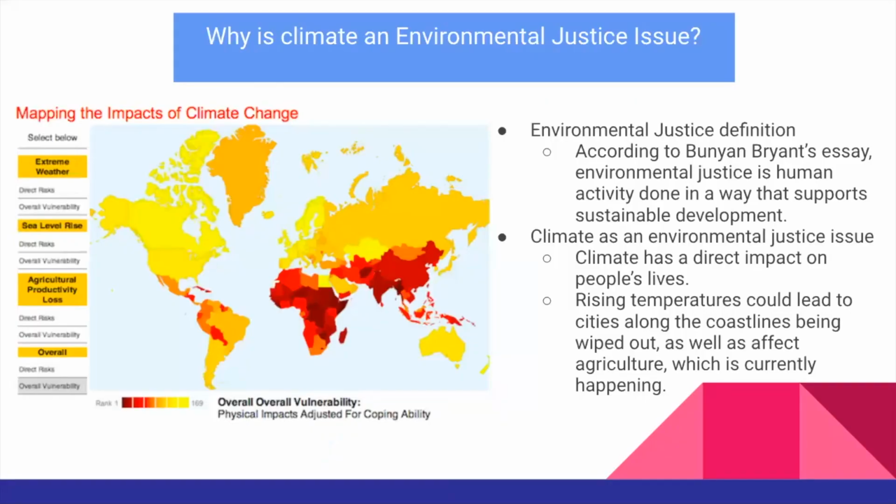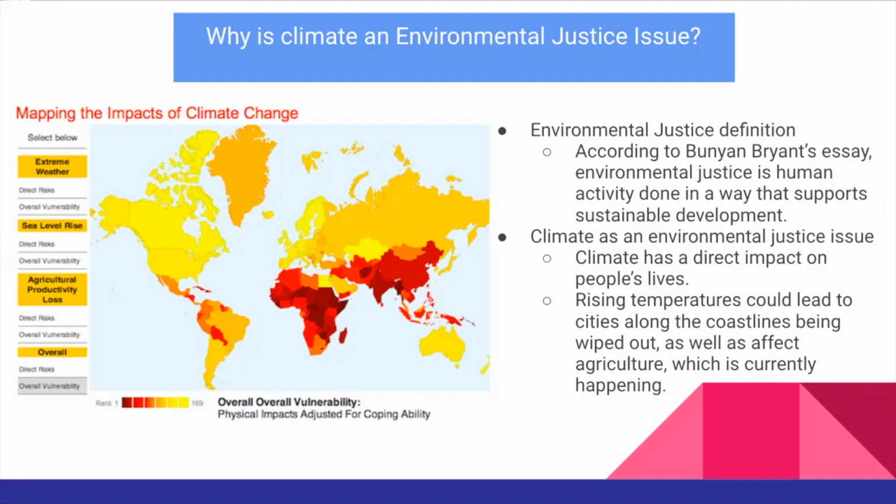So why is environmental justice an important issue? Environmental justice, by definition, is basically human activity done in a way that supports sustainable development. Climate change is an environmental issue because climate change has a direct impact on people's lives. Some groups are disproportionately impacted by the detrimental effects of climate change, especially marginalized groups and minorities, which is seen across the globe. Rising temperatures could lead to cities along the coastlines being wiped out, as well as affect agriculture, which is currently happening today.